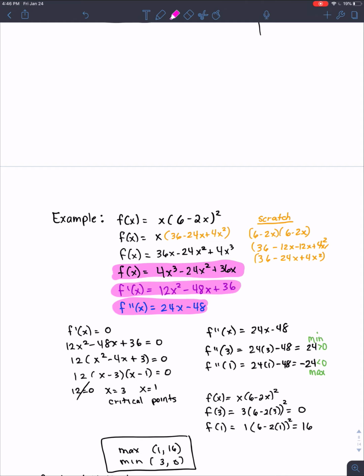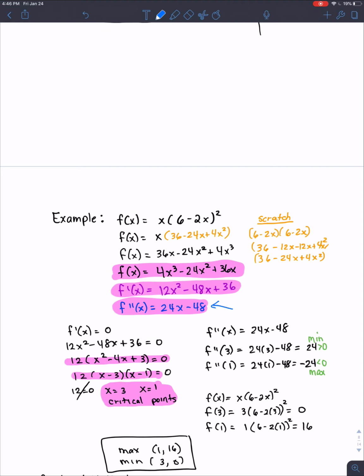So the first step is to find critical points or critical numbers. And we do that by setting our first derivative equal to 0, or where our first derivative is undefined. In this case, we set it equal to 0, and we factor out a 12. And then afterwards, we factor this to x minus 3, x minus 1. And then we're left with possible critical points. And when we're using second derivative tests, we take possible critical points and plug them into the second derivative. And our second derivative is here. So that's what we're going to substitute our critical points in.